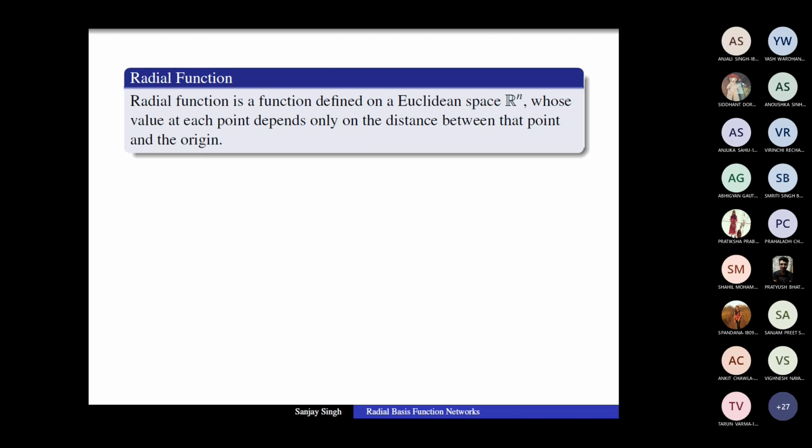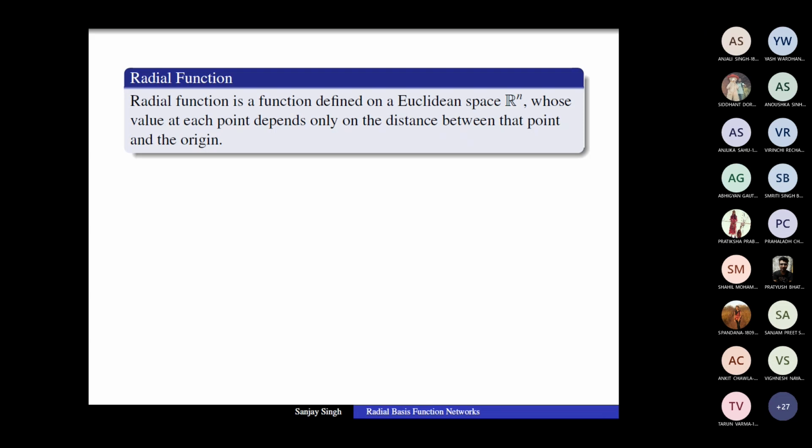But before going to radial basis function, first we should know what we mean by radial function itself. A radial function is a function defined in Euclidean space R^n. When I say Euclidean space, the distance you take from one point to another is always Euclidean in nature, that is the square root of the sum of squares, and the value at each point depends only on the distance between that point and the origin.